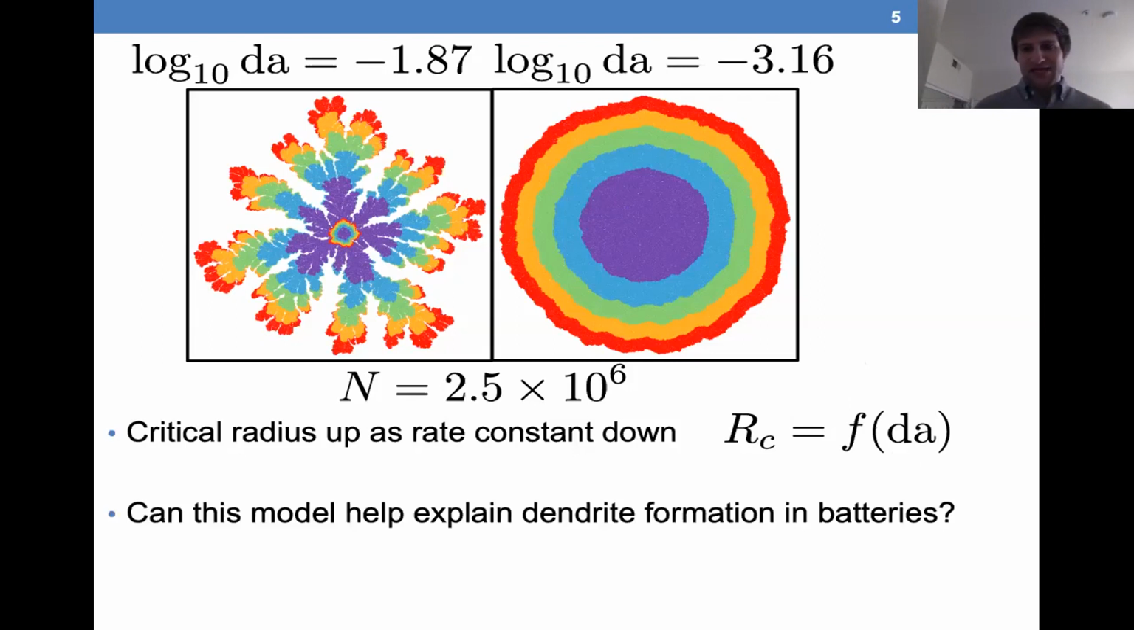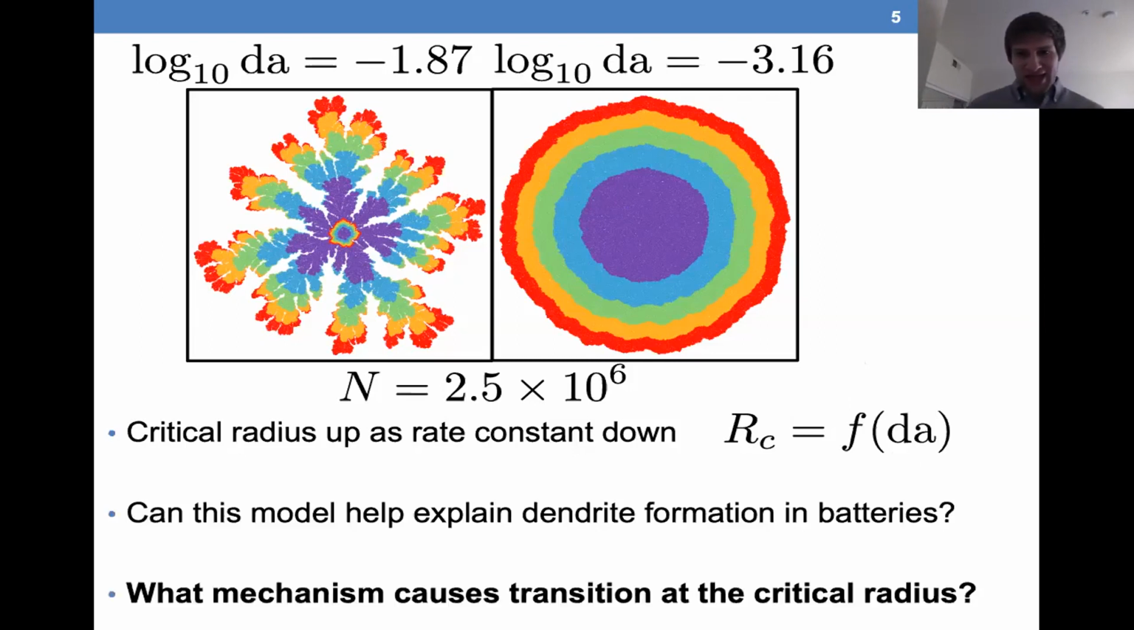But the question we need to answer before we talk about that is what actual mechanism causes this transition within the model. Why do the free particles move from plating onto a compact structure to suddenly forming this fractal structure at the critical radius? So this is the main question that's going to motivate the rest of the talk. Why does this split within the model occur?